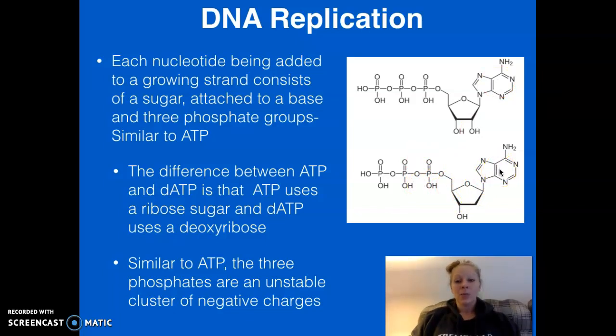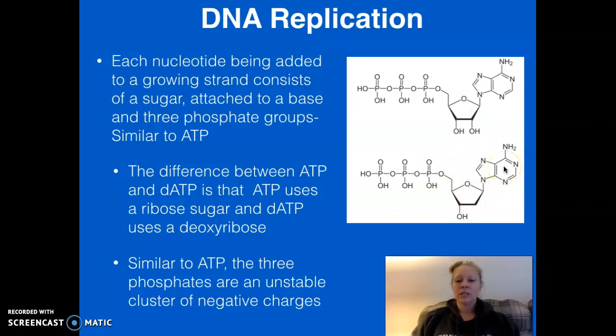However, I'm going to blow your minds here: a nucleotide is actually a triphosphate, just like ATP is a nucleotide and a triphosphate. As we're adding on nucleotides, they are dATPs. So here is a standard ATP that we know and love, talking about cell respiration and pretty much anything. And here is our dATP, or a nucleotide, with our phosphate, our sugar, and our base.